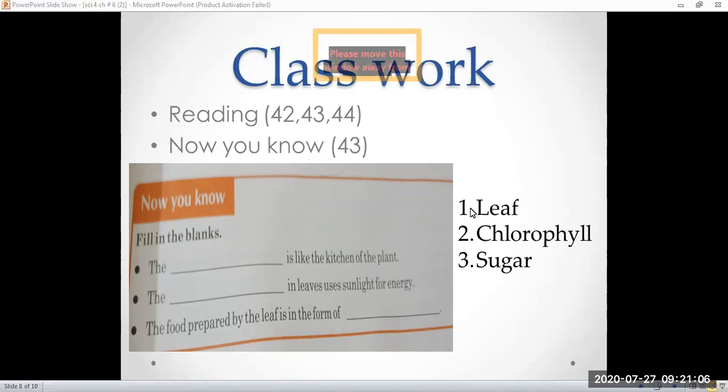Mohtisam. Yes, continue from page number 42. Assalamualaikum. Walaikum Assalam. Continue from page number 43. From the beginning of page 43.